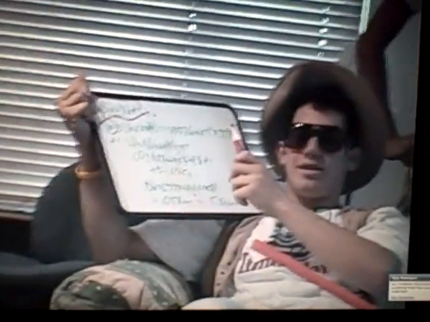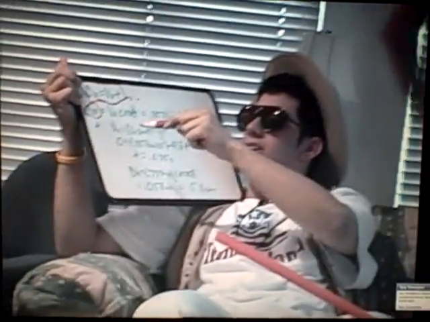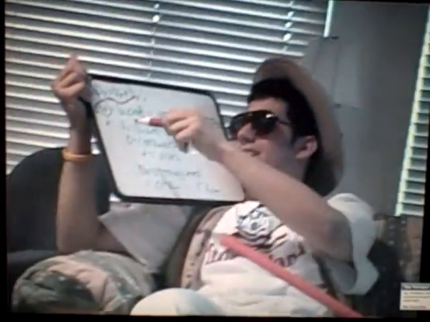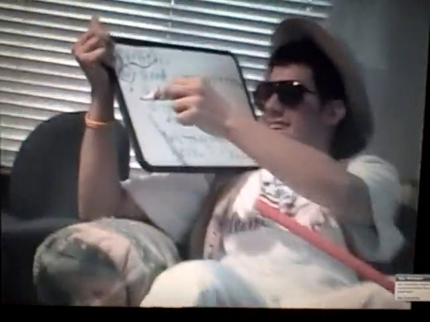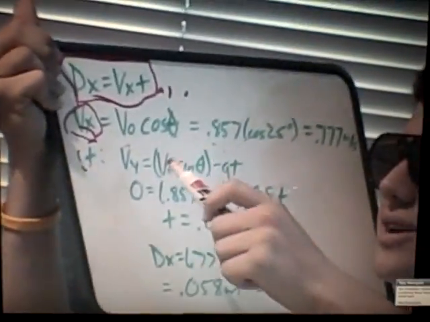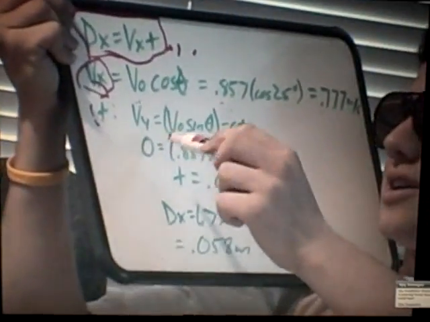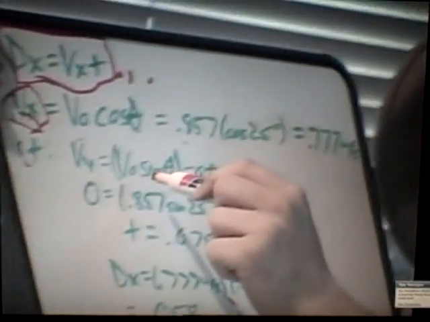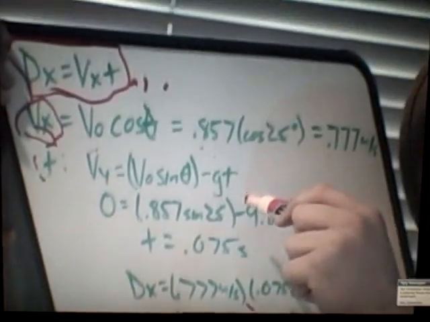You can look at this problem, number 37 from the 2007-8-9 grad night last year. Then we can solve for time. To solve for time, you get Vy, so Vy equals v naught sine of theta minus gt.